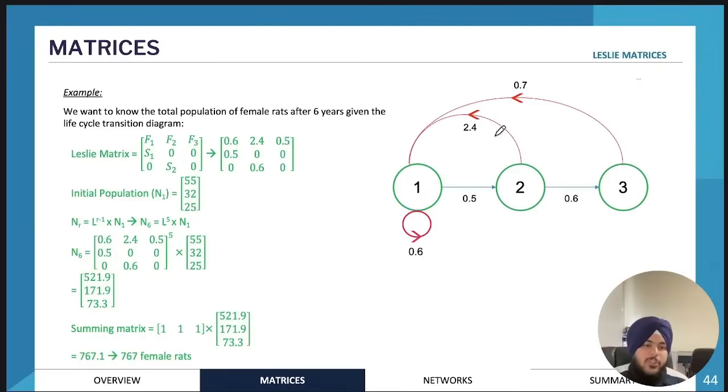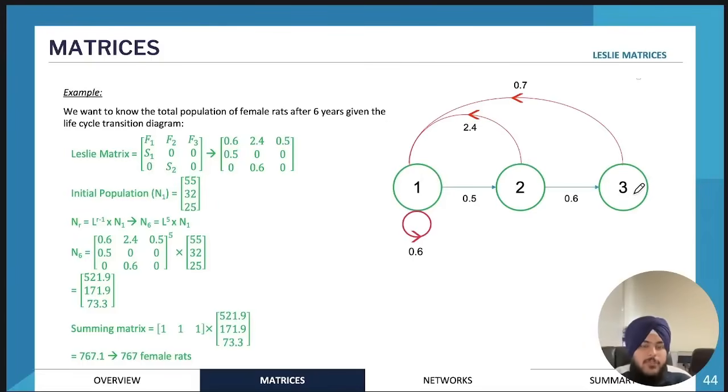The only thing that you will notice is different is that the columns will not necessarily add up to 1. In transition matrices, they always add up to 1. In these types of questions, they won't add up to 1. And this is an example of a Leslie matrix question. We usually have a life cycle transition diagram. This diagram over here is called a life cycle transition diagram. And essentially what's happening is we have age group 1, age group 2, and age group 3.